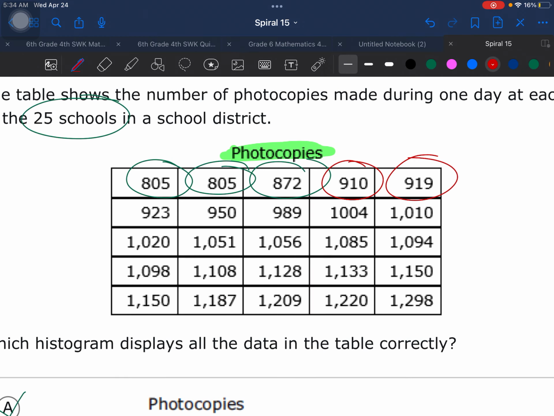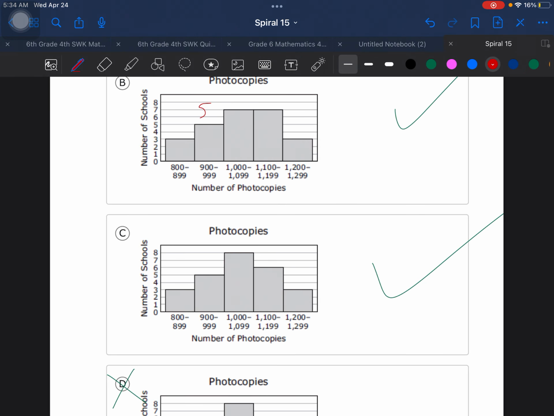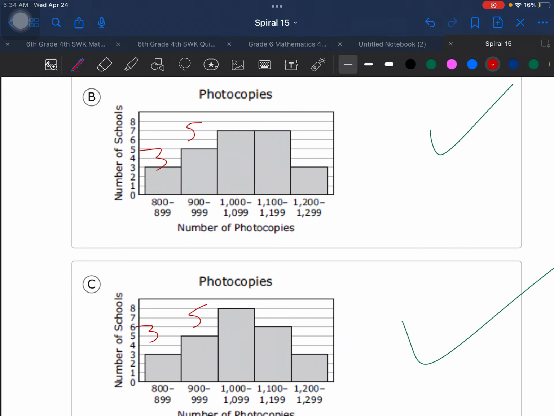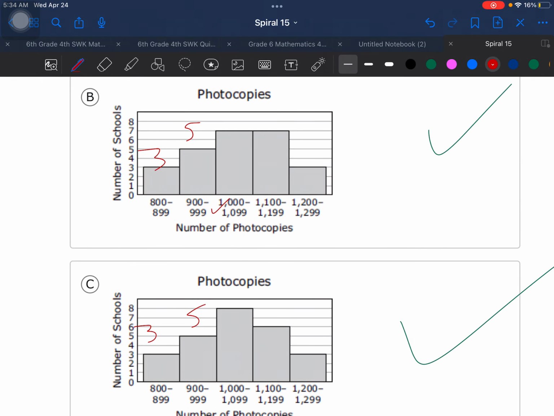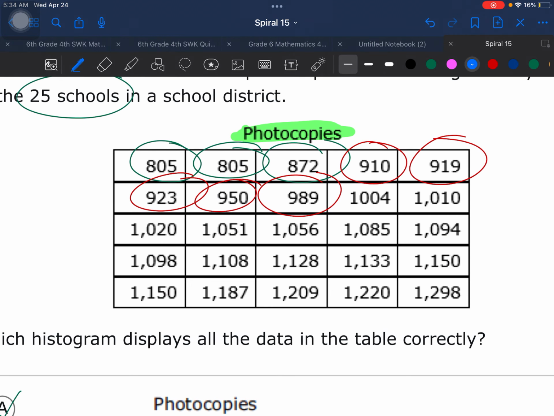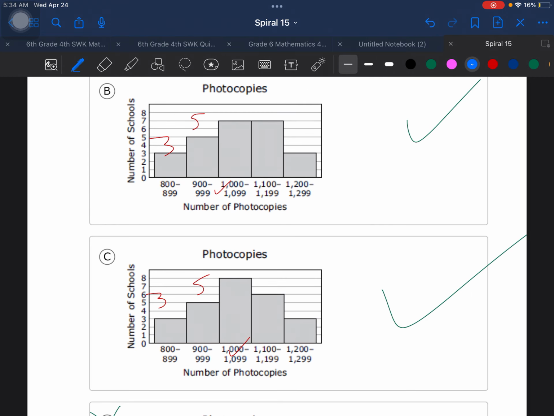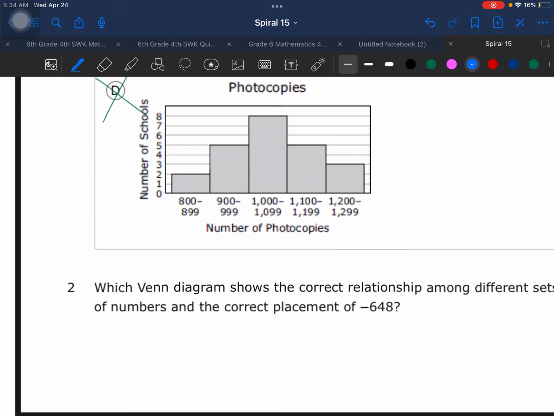900 we have 1, 2, 3, 4, 5. There's 5 here, there's 5 here, there's 3 here, there's 3 here. Okay. But there's 7 in B for 1,000, and then there's 8 for C. So that should be the decisive. 1, 2, 3, 4, 5, 6, 7, 8. There you go. Entonces el que sea 8, the one that's 8 is my answer. Ahí está todo, chicos. Qué fácil.